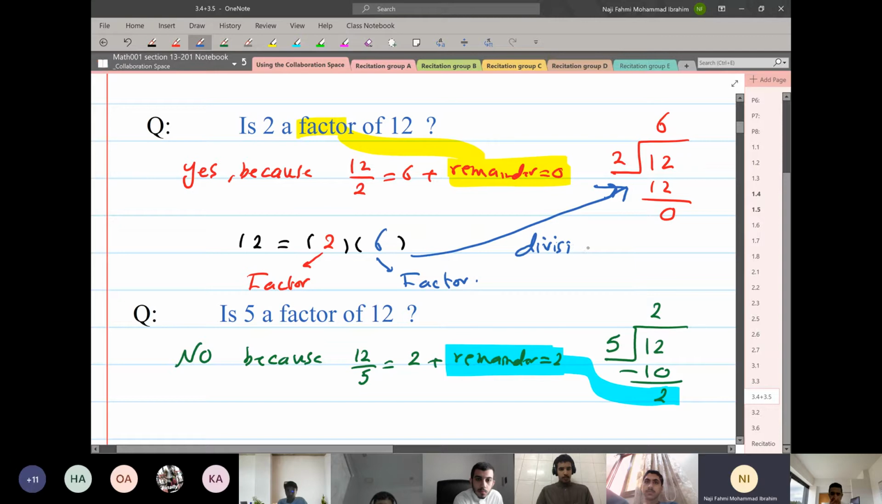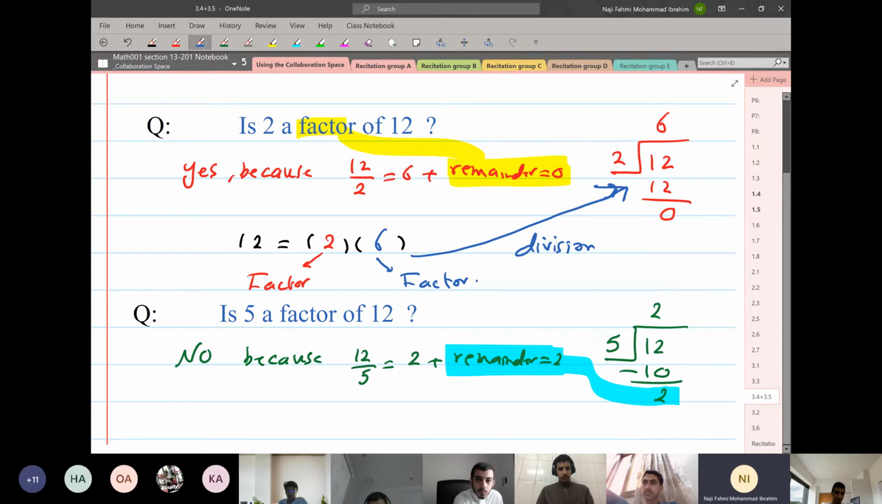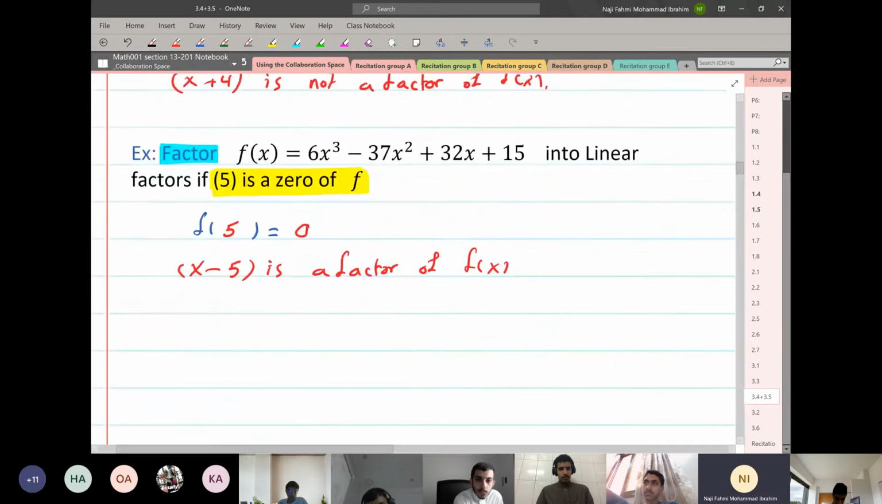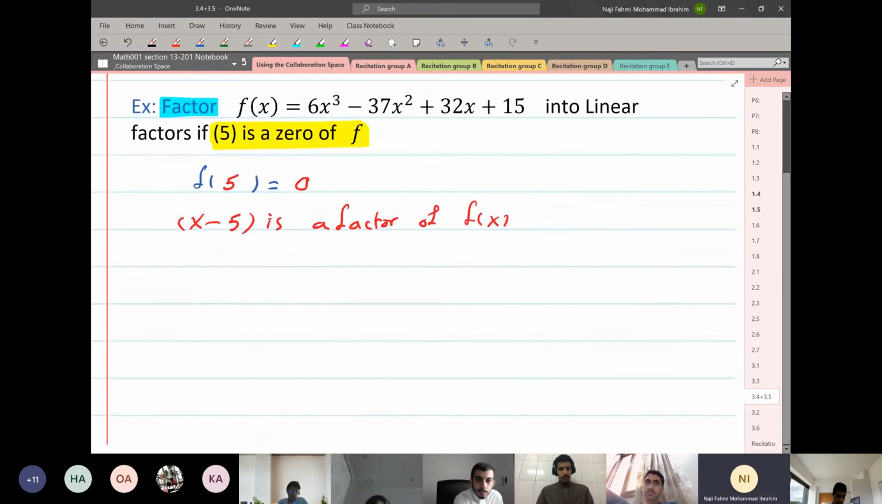So to find the other factor, we will use division. We will divide by the first factor. So since 2 is a factor, 12 divided by 2 is 6. So also 6 is a factor. We will do the same thing now with the polynomials. Is x minus 5 a factor in this example here? Yes. If yes, how can I find the other factors?